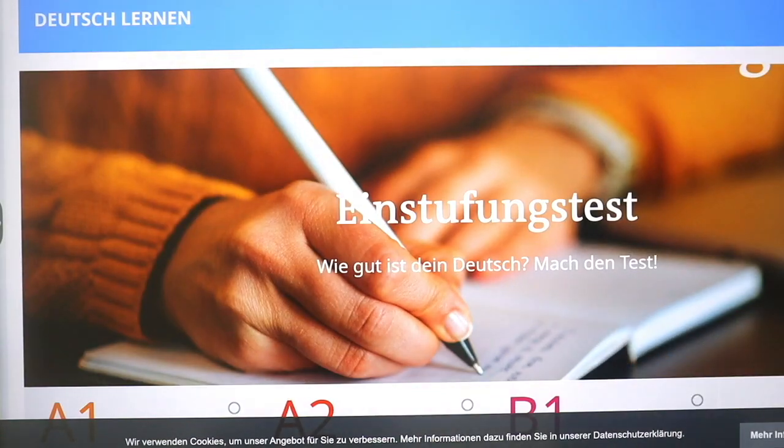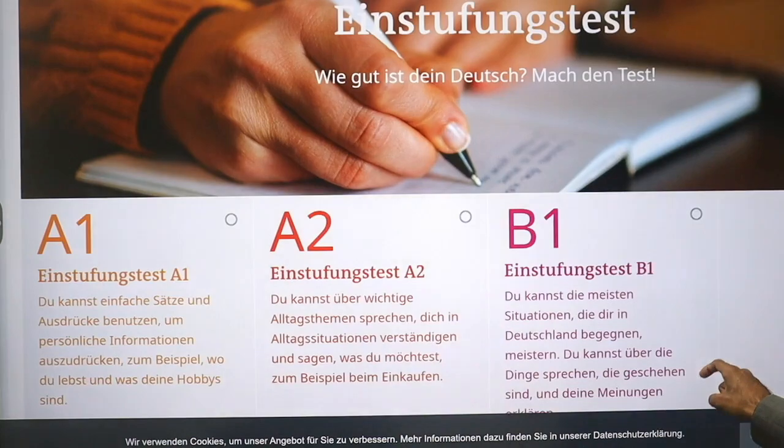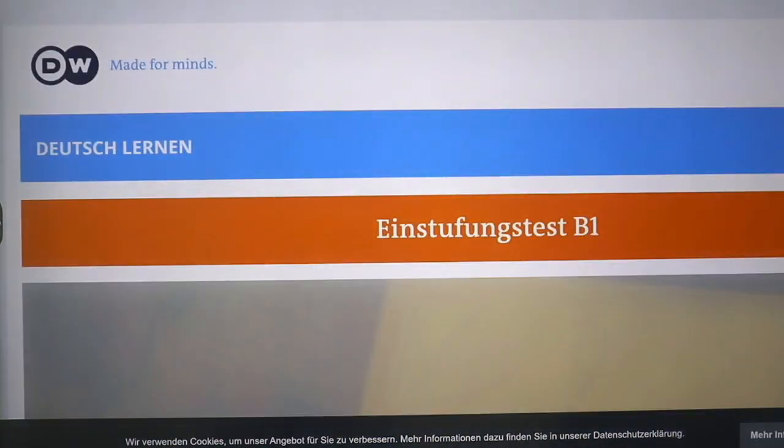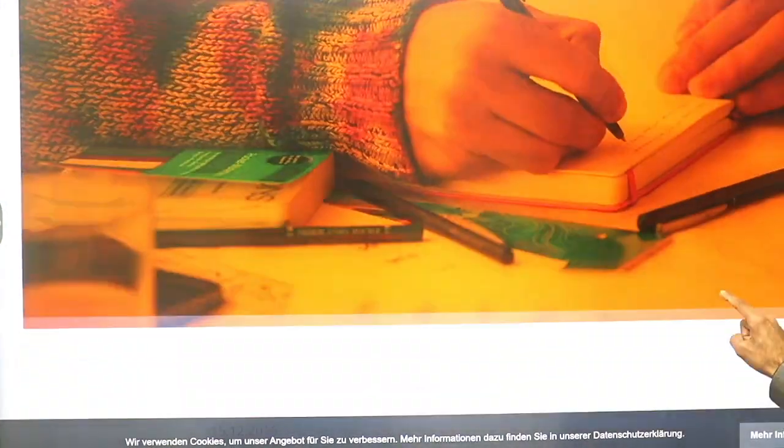Wie gut ist dein Deutsch? How good is your German? You want to test your German? A1, A2, B1. We'll test. B2, B1 level. So you can test your German here.